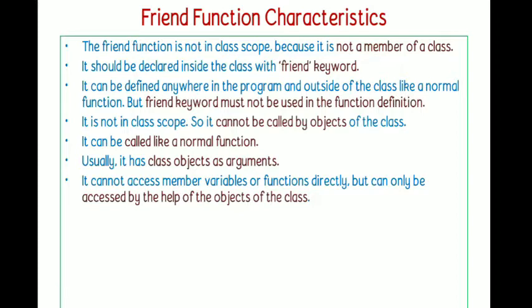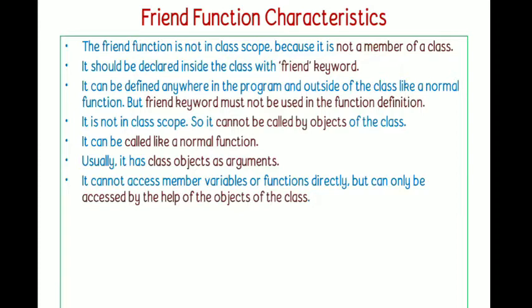All the members of the class can be accessed only within that class. So the members of the class have a scope, class scope, but the friend function, since it is not called by the object, it has no class scope. Then it can be called like a normal function. That is another characteristic. Like a normal function, it can be called. So without using any object, we can directly call this function.